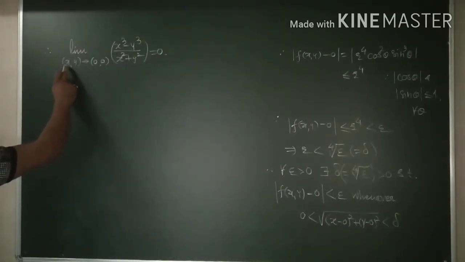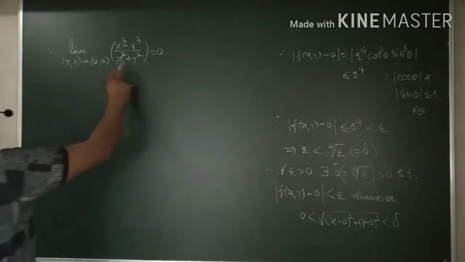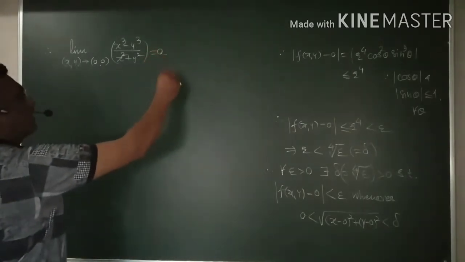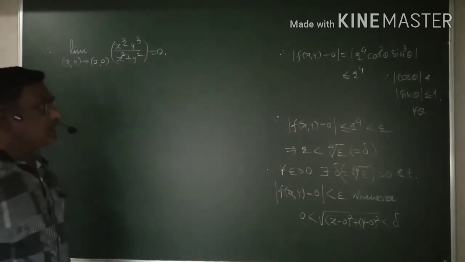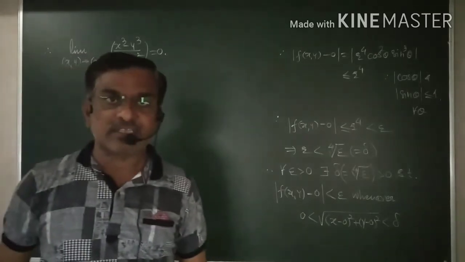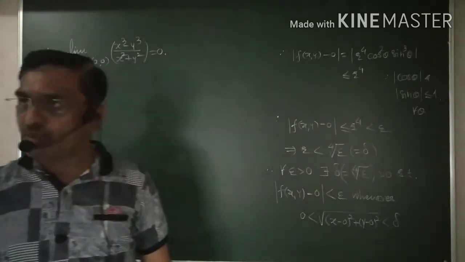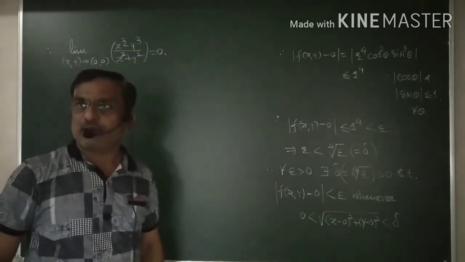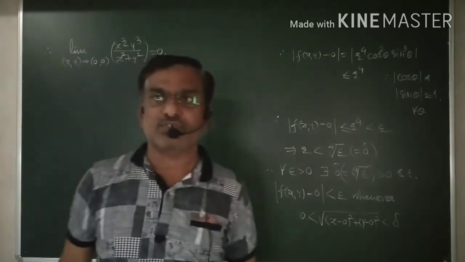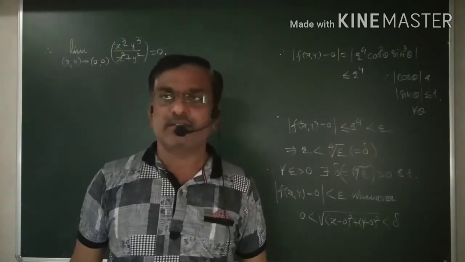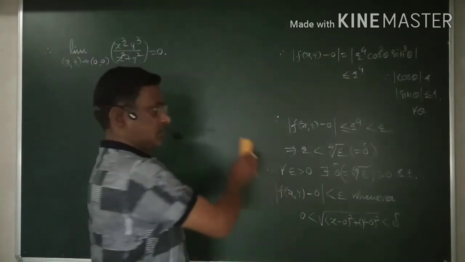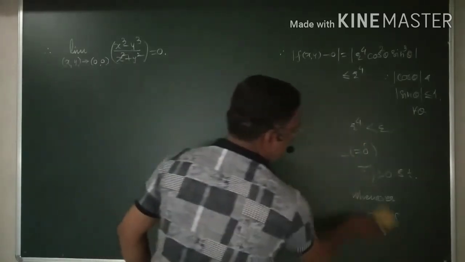the limit as (x, y) tends to (0, 0) of (x³ minus y³) upon (x² + y²) is equal to 0. In this way we can use the concept of polar coordinates to find the limit of a function of two variables, or to show that the limit of a function of two variables exists and is equal to the given number.